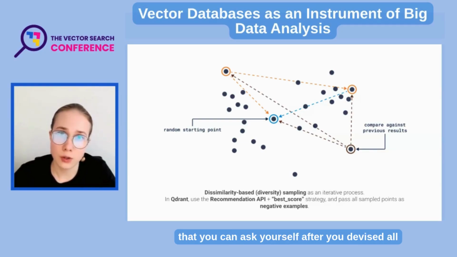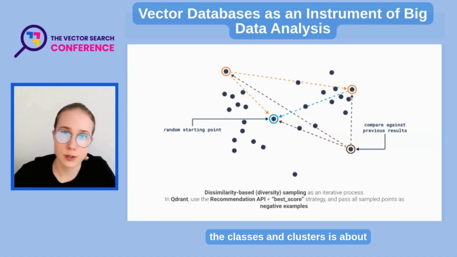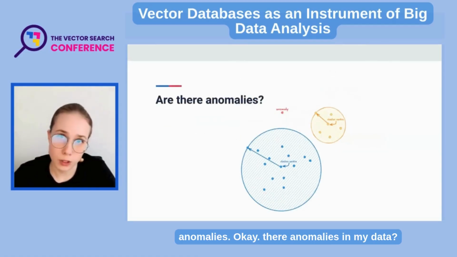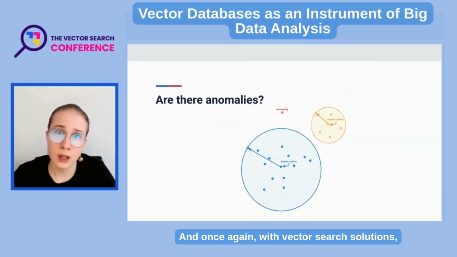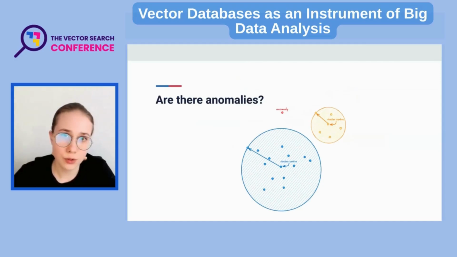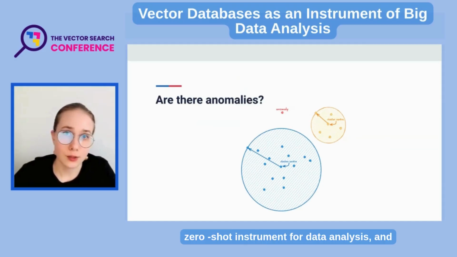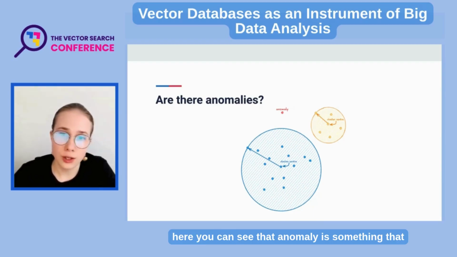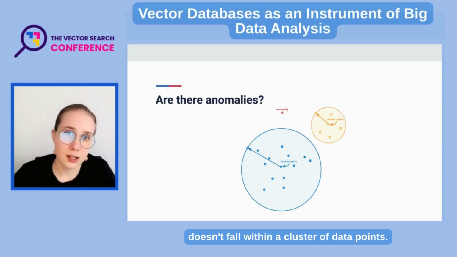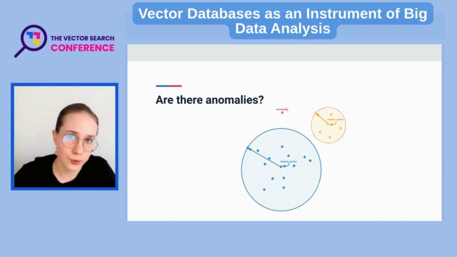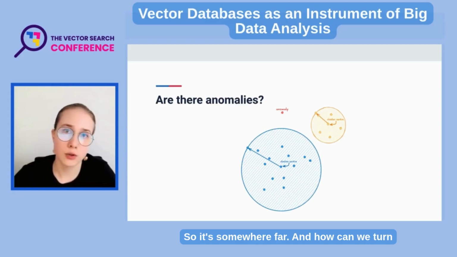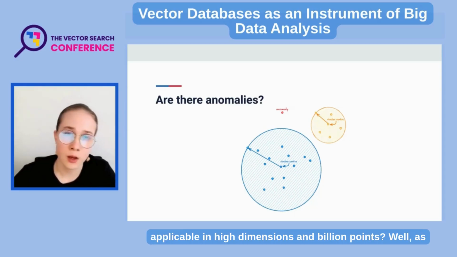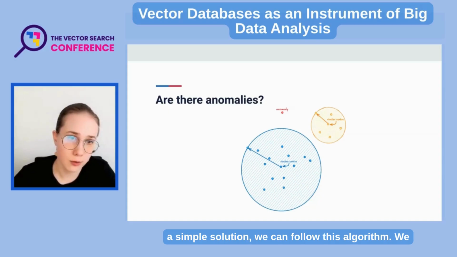Another question that you can ask yourself after you devised all the classes and clusters is about anomalies. Are there anomalies in my data? And once again, with vector search solutions, which can be used as a zero-shot instrument for data analysis, and that's why it's so interesting, this is pretty intuitive how to try to use it. So here you can see that the anomaly is something that doesn't fall within a cluster of data points. So it's somewhere far. And how can we turn this intuitive 2D image into something more applicable in high dimensions and billion points? Well, as a simple solution, we can follow this algorithm.